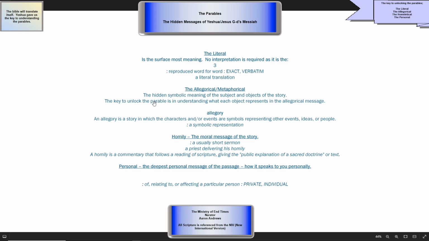The homiletical, or the homily, is the moral message of the story, and it's usually a short sermon, as your pastor might read a parable and then after that explain the moral content of what's being said, and how it may be applied today in the world as it is. The homily is a commentary that follows a reading of Scripture, giving the public explanation of a sacred doctrine or text.